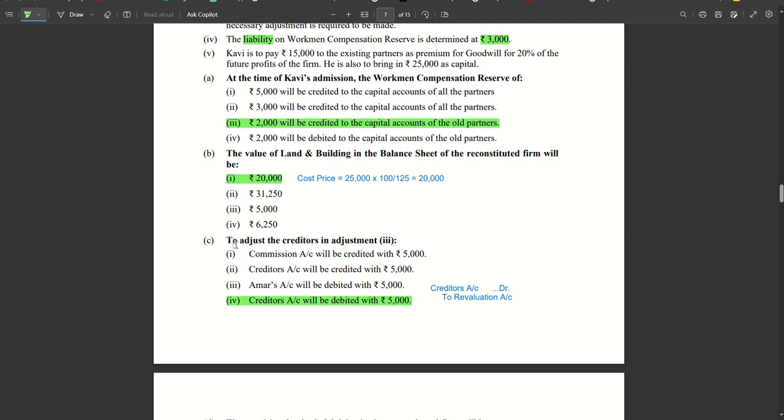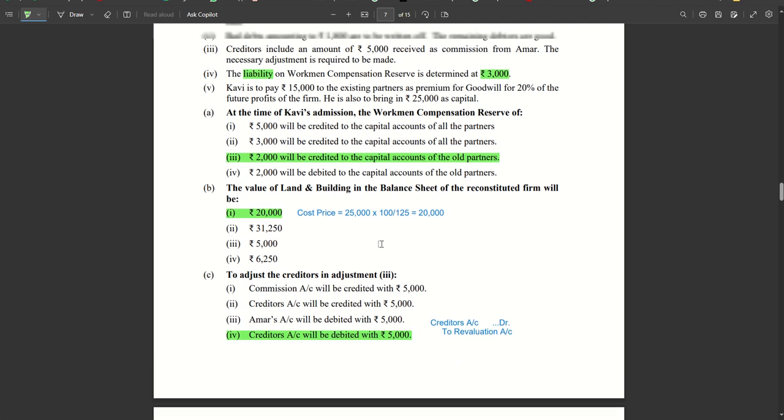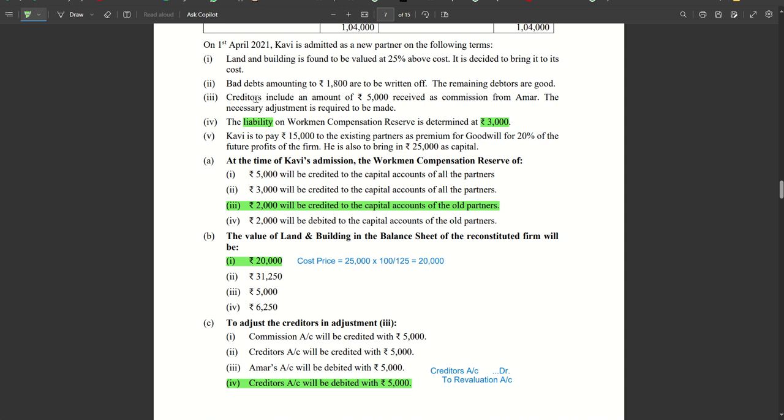Point number C, to adjust the creditors in adjustment number 3, let's see. Creditors include an amount of 5,000 received as commission from Amar. The necessary adjustment is required to be made. So now this is commission, so that should not be part of creditors. So creditors is to be reduced. Creditors is a liability. If you're reducing a liability, that liability account is debited. So here option 4 is the answer. Creditors account will be debited with rupees 5,000. The journal is also given here: creditors account debit to revaluation account.